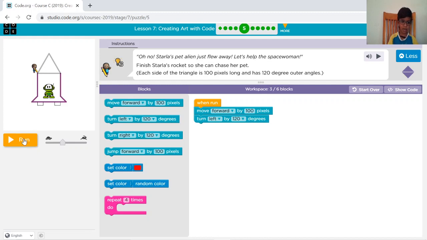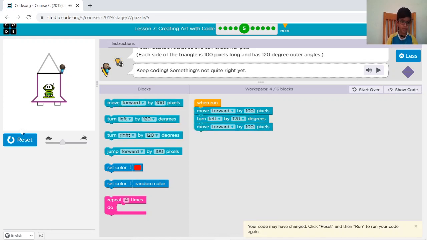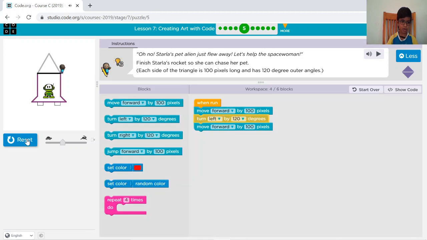Now let's hit run. It turns. Then again move forward 100 pixels. Now reset. Now let's run.